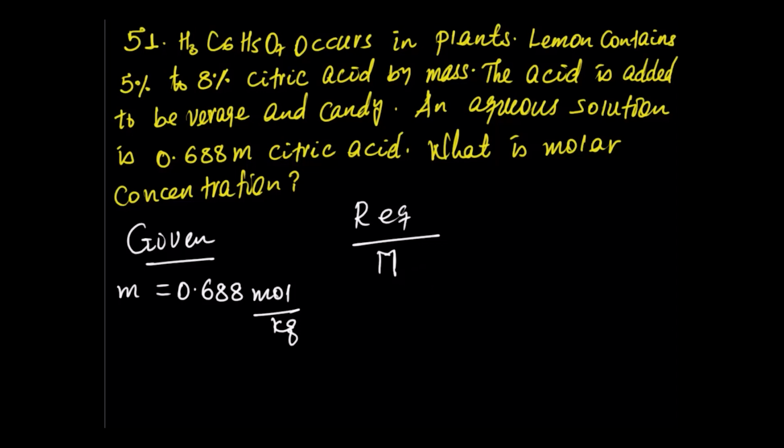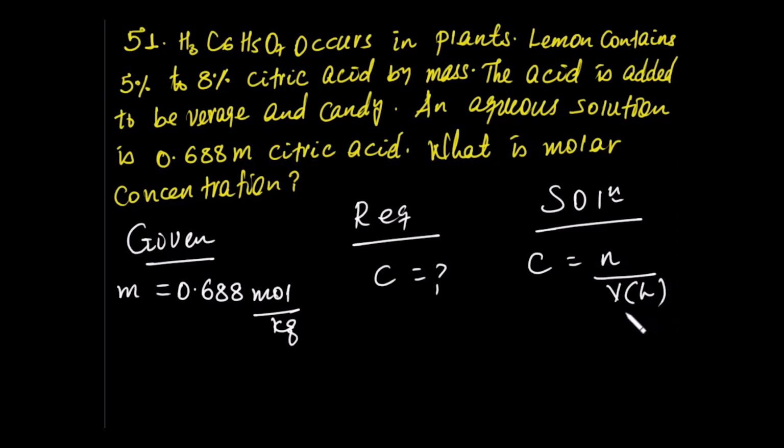The concentration, or c, of citric acid is equal to the number of moles of solute divided by the volume in liters of solution. Now we have neither the number of moles of solute nor the volume in liters of solution, so how do we calculate it? Molality means the number of moles of solute divided by the mass in kilograms of solvent.